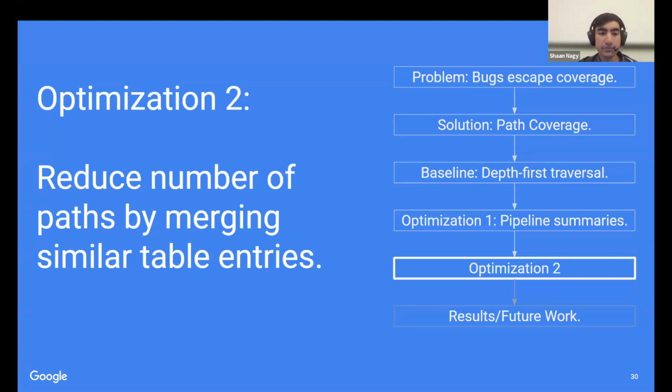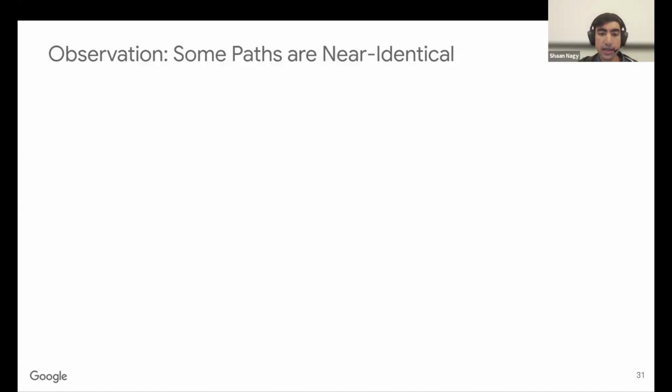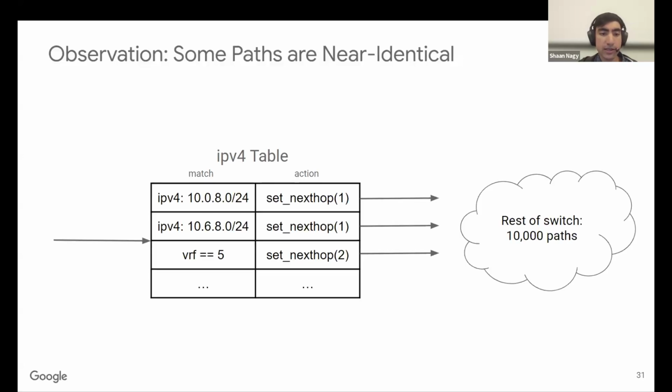So you can imagine the following situation where you have an IPv4 table like this, and maybe the rest of the switch to the right of the table has, for example, 10,000 paths. Now, if the IPv4 table has 1,000 entries and you have 10,000 paths later on, ignoring cancellations, you might have something on the order of 10 million paths that you would have to explore.